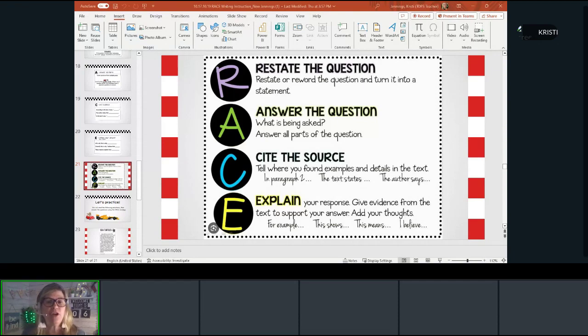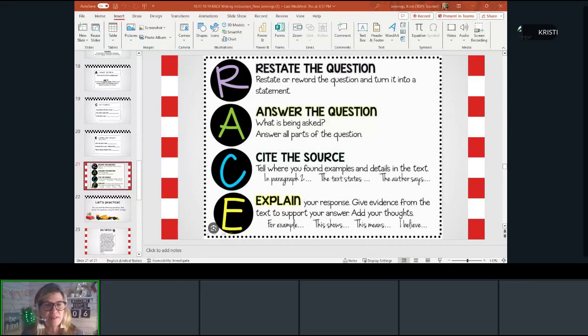Okay. Then you're going to give evidence, and you're going to put either, for example, this shows. We're under the last E, we're under explain. Now give evidence that you found it. This shows, this means, I believe. I like I believe because you can remember that, or I think. Remember how we used I think today? So pick one from the C part and pick one from the E part.